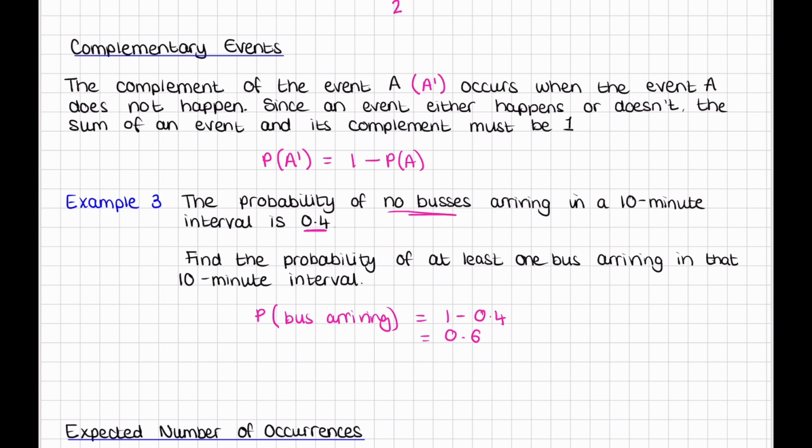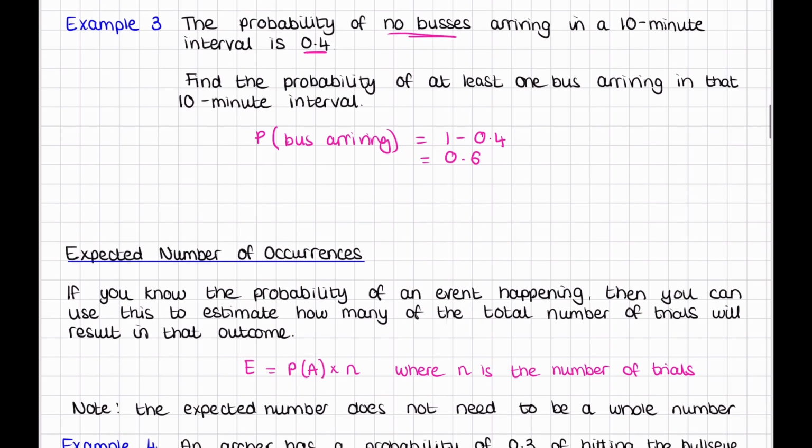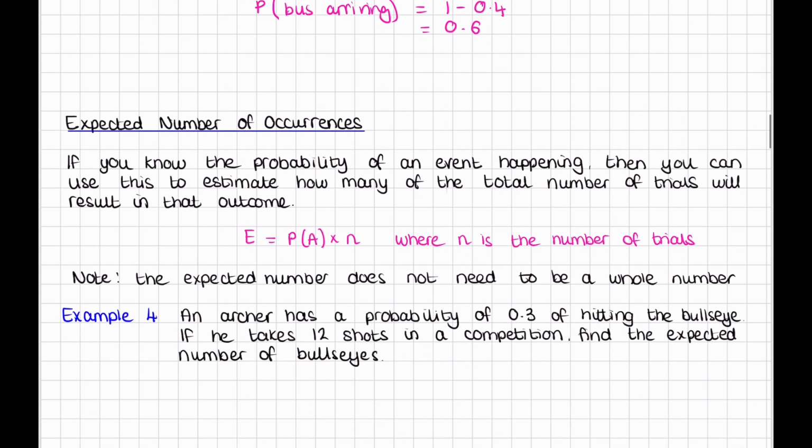The last thing for this video is the expected number of occurrences. If we know the probability of an event happening, then we can use it to estimate how many of the total number of trials will result in that outcome. Our formula for this is that expected, which is often written with a capital E, equals the probability of A, the event happening, multiplied by N, which is the number of trials. One thing to note here is the expected number does not need to be a whole number, it is totally fine for it to be a decimal.